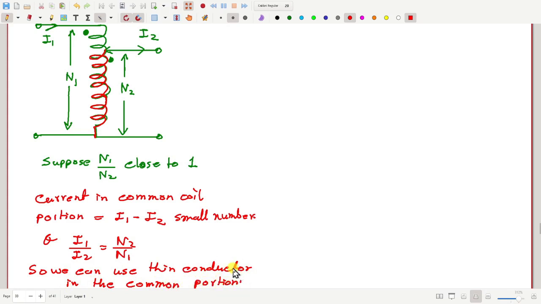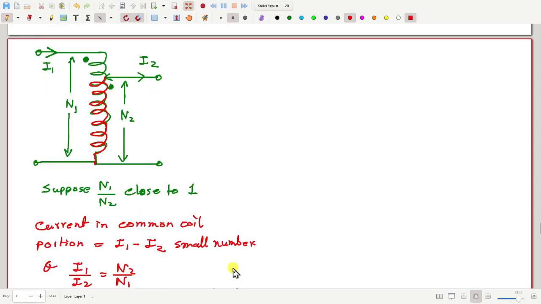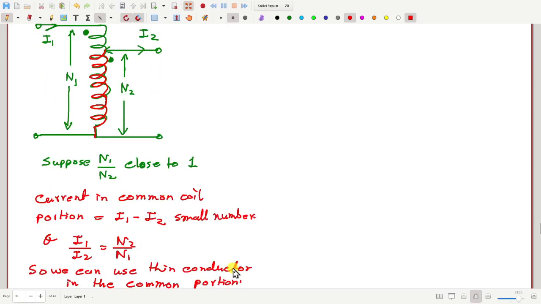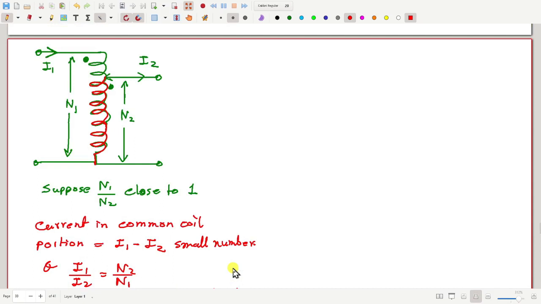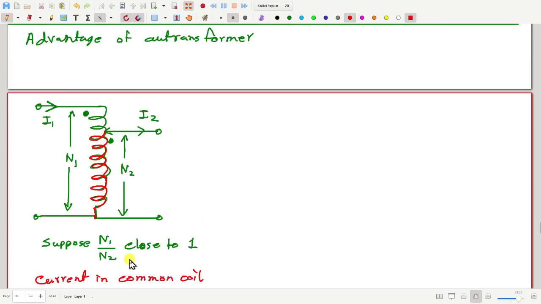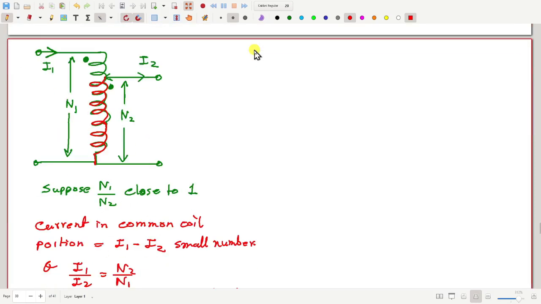Thereby we can save a lot in the cost of copper that is required to make the winding. So that is one advantage of auto transformers compared to a two winding transformer. If I have a two winding transformer with the same voltage and current rating, that will require more amount of copper. I will not go into more detail on how much copper saving is actually done. If you are interested, you can see in the notes.